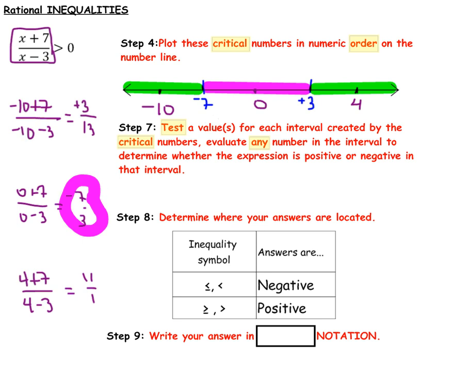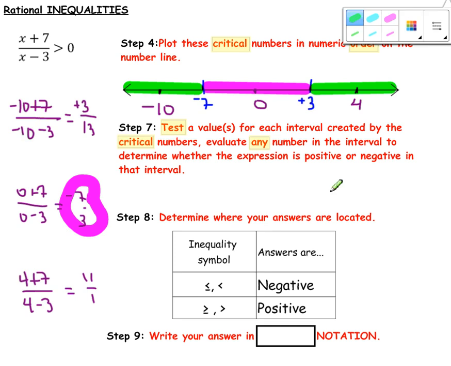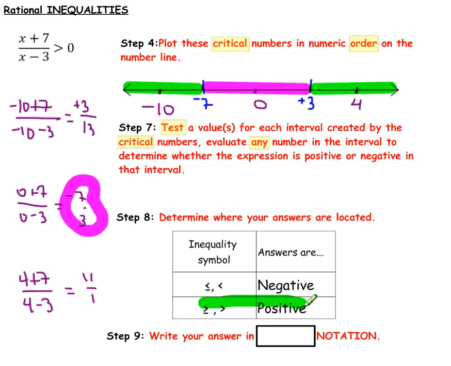So, now, this is where we want to go back. We're going to look at what our inequality symbol said. Our inequality symbol said that I want things bigger than 0. And bigger than 0 means I'm looking for positive answers. See? Bigger than 0 means I'm looking for positive answers. Oh, and that would be the wrong color. That means I need the color green. So I'm looking for things that are green.